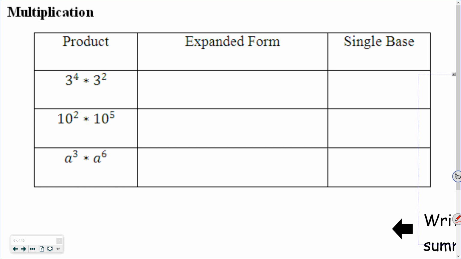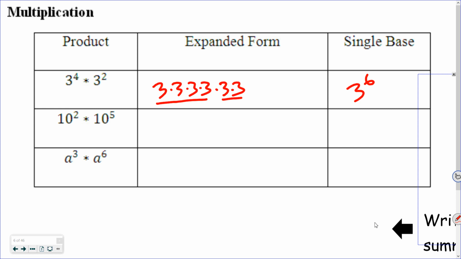I have 3 to the 4th times 3 squared. We want to write it out in expanded form. So that would be 3 times 3 times 3 times 3. That's 3 to the 4th. And we're multiplying that by 3 squared. Okay, we get done there. We'll just count. How many 3's do I have multiplied together now? I've got 4 and 2. So all together I have 3 to the 6th power.